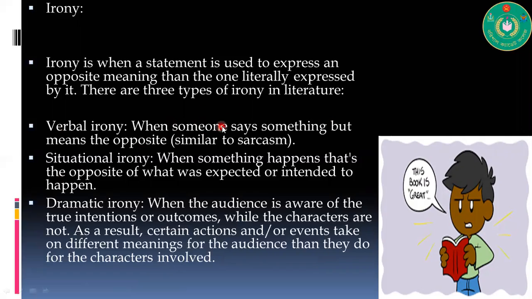Verbal irony, when someone says something but means the opposite, similar to sarcasm. Situational irony, when something happens that is the opposite of what was expected or intended to happen. Another one, dramatic irony, when the audience is aware of the true intentions or outcomes while the characters are not. As a result, certain actions or events take on different meanings for the audience than they do for the characters involved.